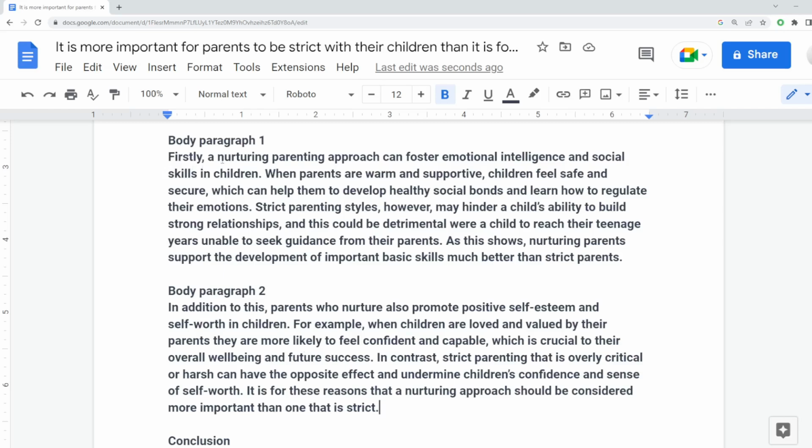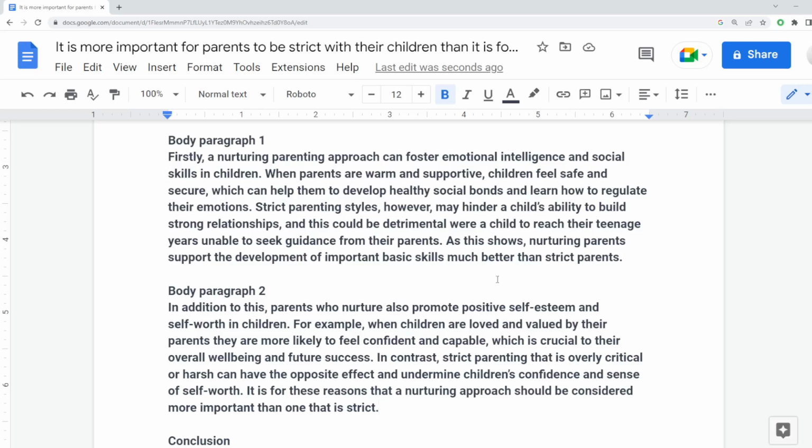Okay, so firstly, a nurturing parenting approach can foster emotional intelligence and social skills in children. When parents are warm and supportive, children feel safe and secure, which can help them to develop healthy social bonds and learn how to regulate their emotions. Strict parenting styles, however, may hinder a child's ability to build strong relationships, and this could be detrimental were a child to reach their teenage years unable to seek guidance from their parents.